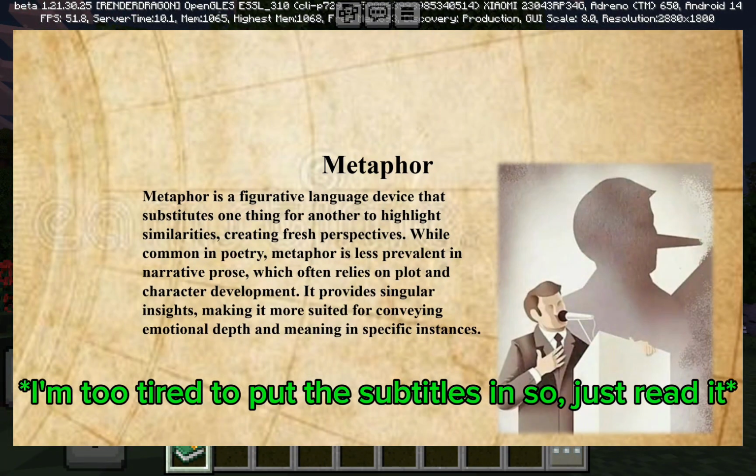While metaphor is a figurative language device that substitutes one thing for another to highlight similarity, creating a fresh perspective. While common in poetry, metaphor is less prevalent in narrative prose, which often relies on plot and character development. It provides singular insight, making it more suited for conveying emotional depth and meaning in specific instances.